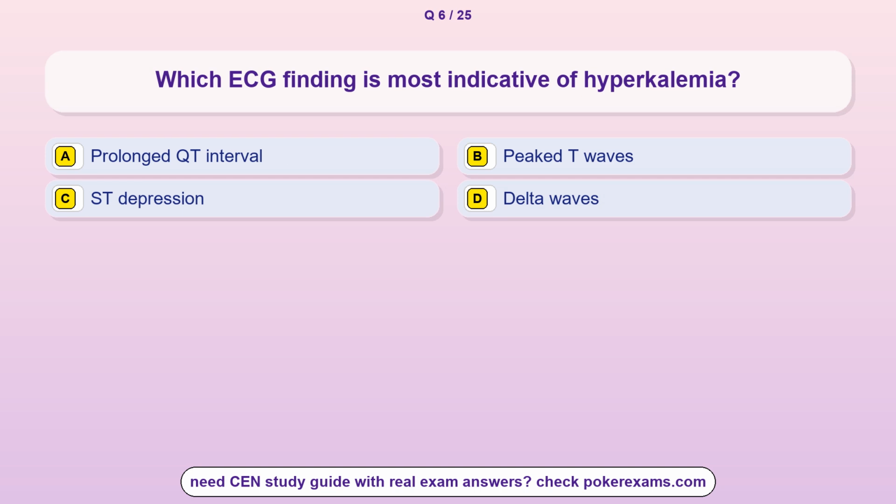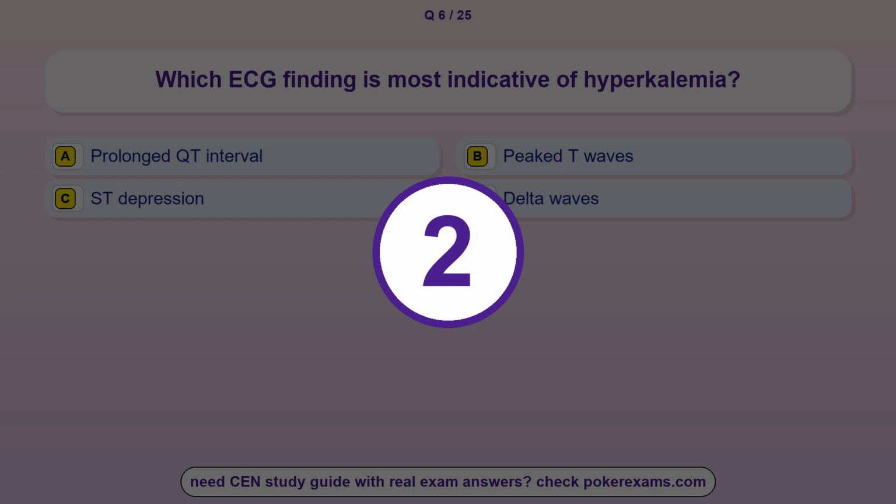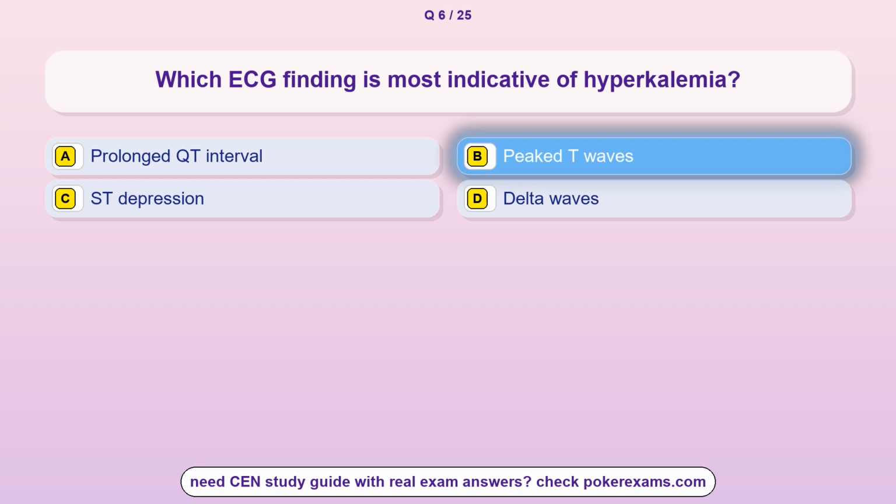Question 6. Which ECG finding is most indicative of hyperkalemia? Option A, prolonged QT interval. Option B, peaked T waves. Option C, ST depression. Option D, delta waves. The correct answer is option B, peaked T waves.